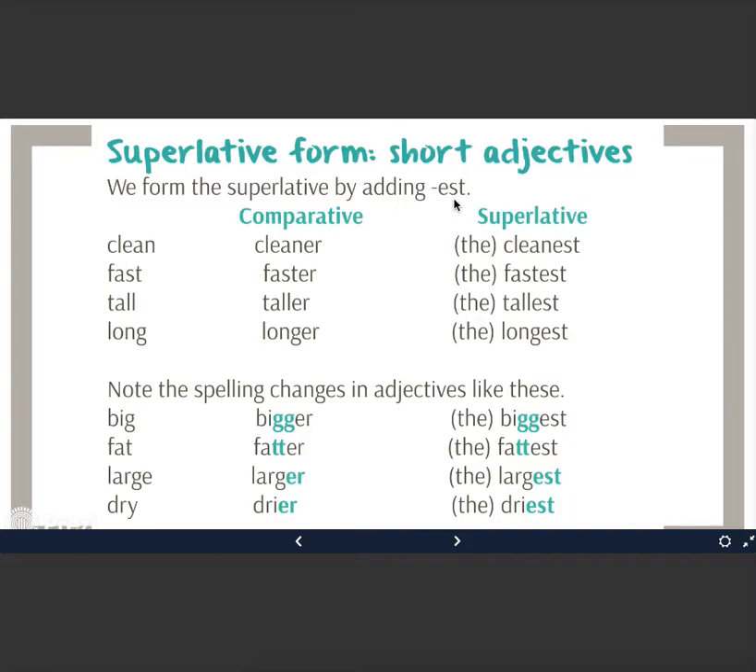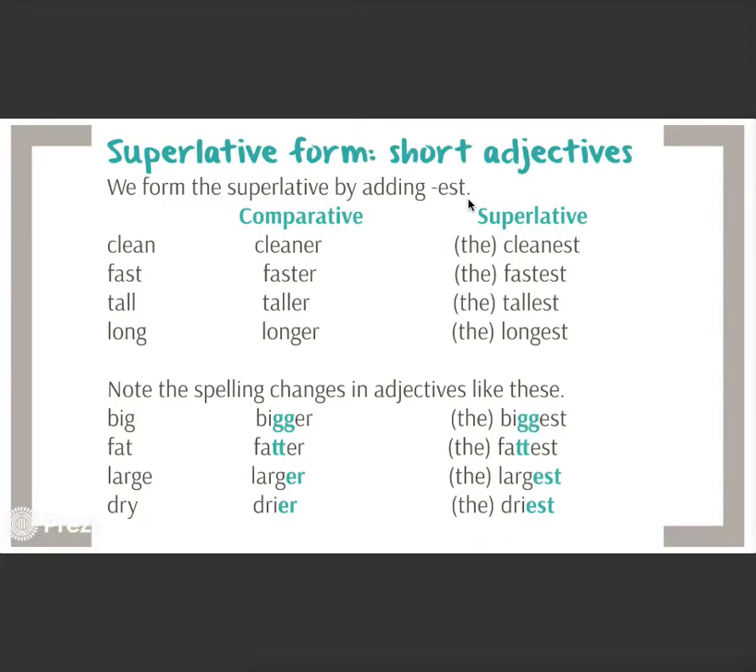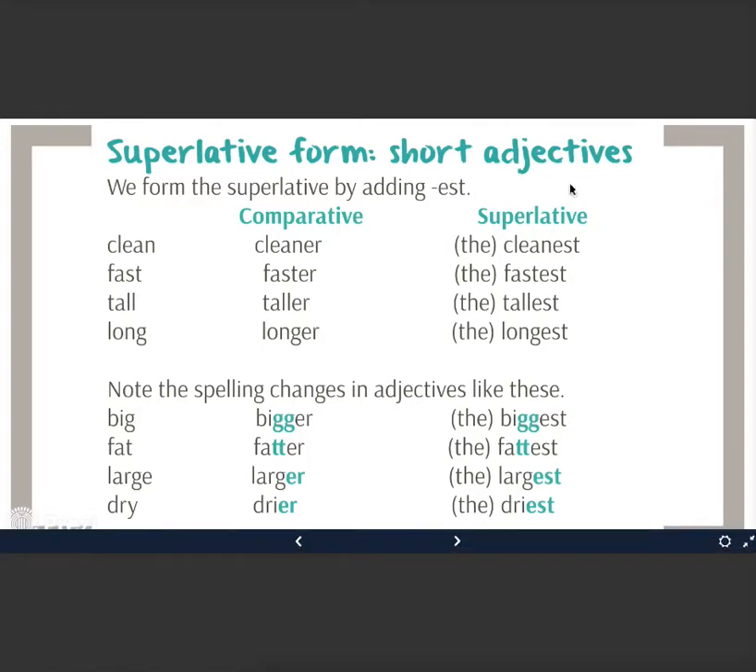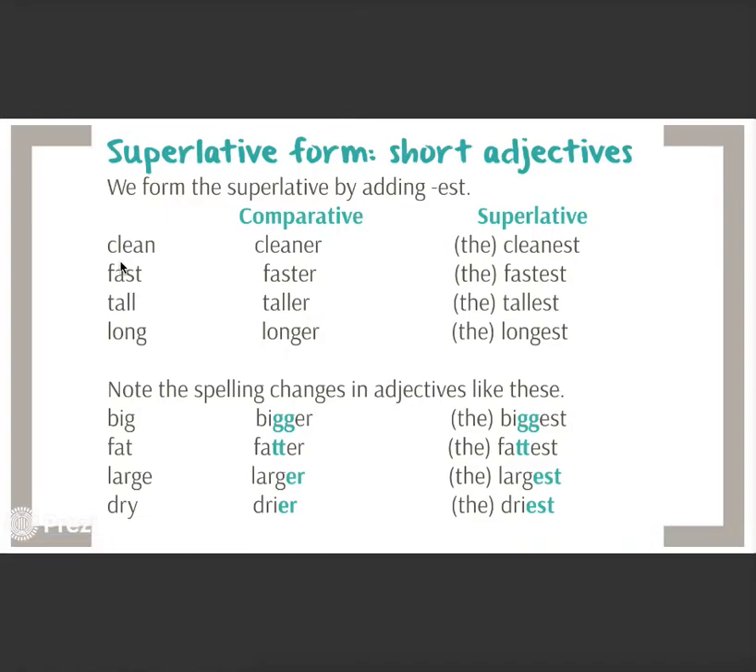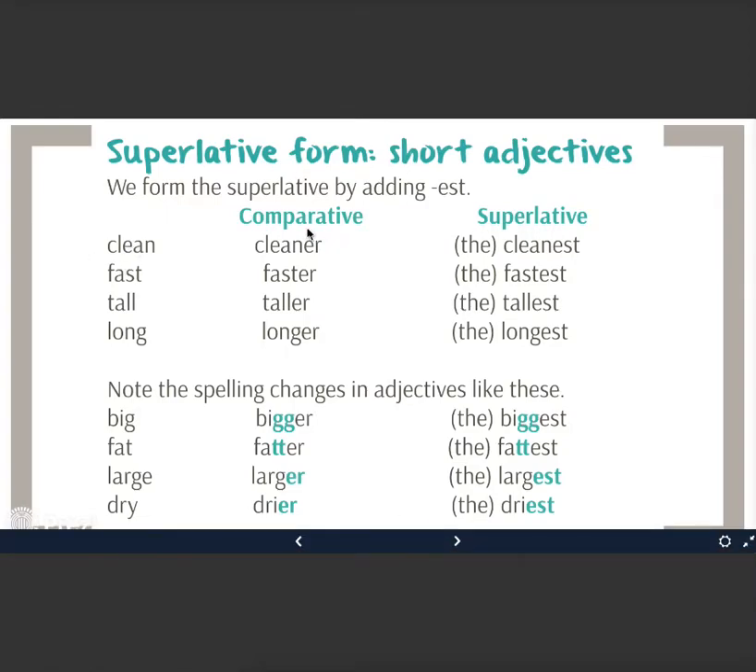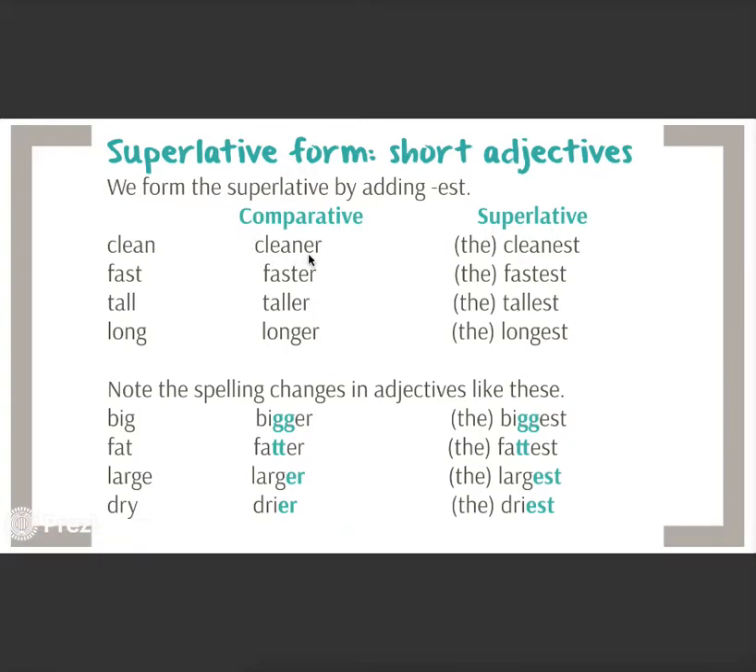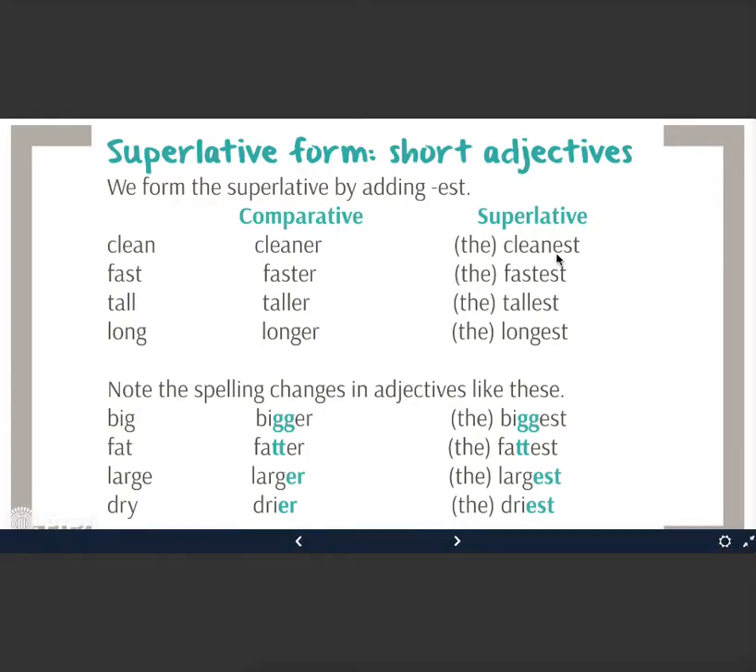Look at this. We form the superlative by adding EST. Ya no le vamos a poner ER, que era lo que le poníamos en un comparativo, solo dos cositas, sino que ahora le vamos a poner EST. EST, ¿ok? So, let's take a look at these examples. Look at this. Clean. How many syllables do you have? Just one. So, clean. In comparative, you have cleaner. But when you have superlative, when you are going to talk about the most important quality, you have cleanest.